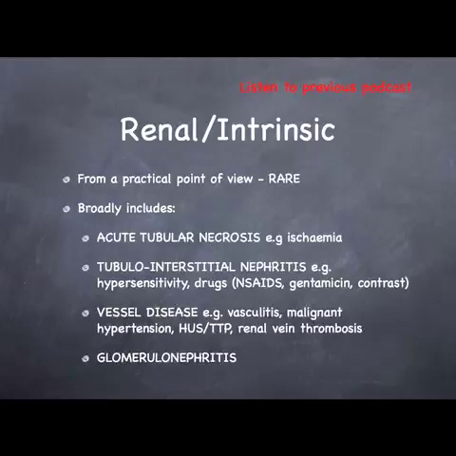Next thing to think of is vessel disease. And there are a number of phenomena that occur under this. For example, all the vasculitides, malignant hypertension, hemolytic uremic syndrome, and renal vein thrombosis. Lastly, and not least importantly, glomerulonephritis should also be considered under renal or intrinsic causes of acute renal failure.